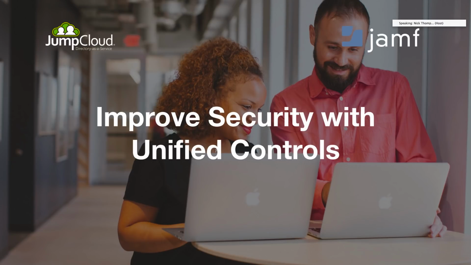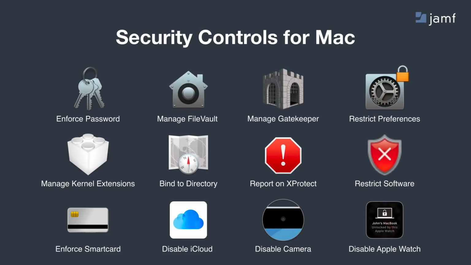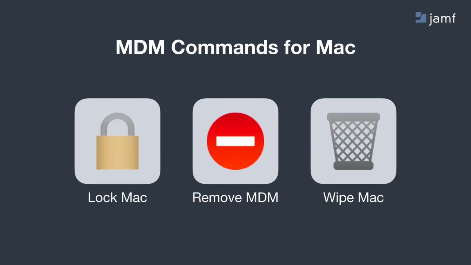Yeah. So now we want to talk about some security controls, because you can do a lot of security with Jamf on your Macs. I'm not going to go into all of these things, but you can do a lot of stuff: enforcing FileVault, managing kernel extensions, restricting preferences, etc. And all this can be scoped appropriately to your users and groups that you have set up in JumpCloud. You can also, of course, do specific commands to devices, like if your executive lost their Mac, you can issue a remote wipe or remote lock as well.